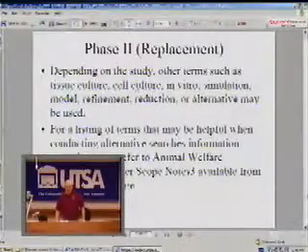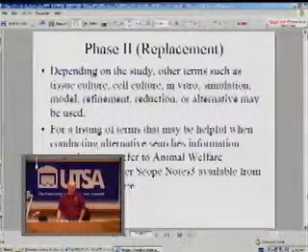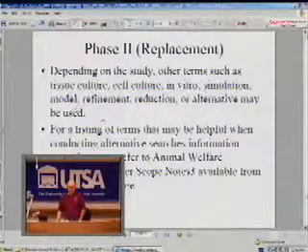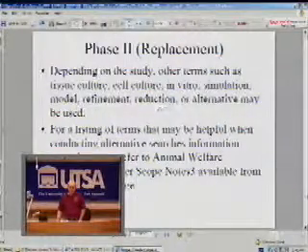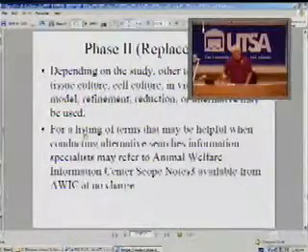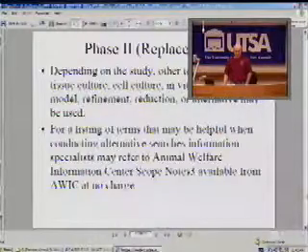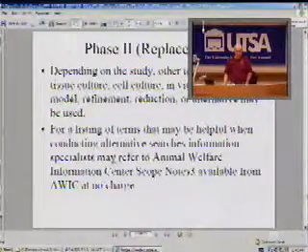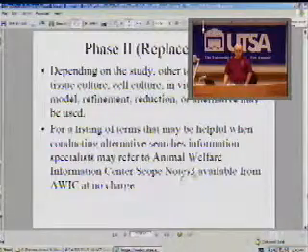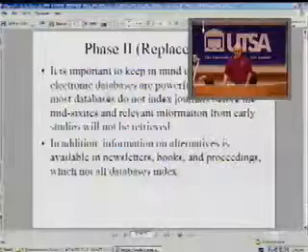Continuing with phase two focusing on replacement, depending on the study, other terms such as tissue culture, cell culture, in vitro, simulation model, refinement, reduction, or alternative may be used. For a listing of terms that may be helpful when conducting alternative searches, information specialists may refer to the Animal Welfare Information Center, the AWIC Scope Notes, available from the AWIC at no charge.